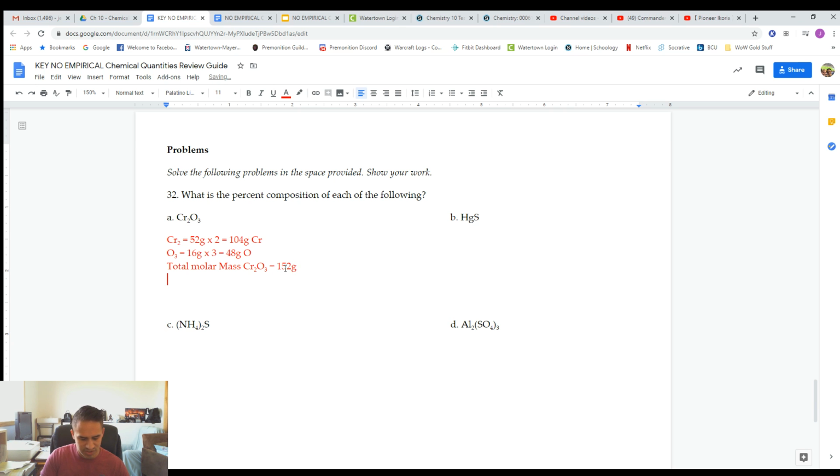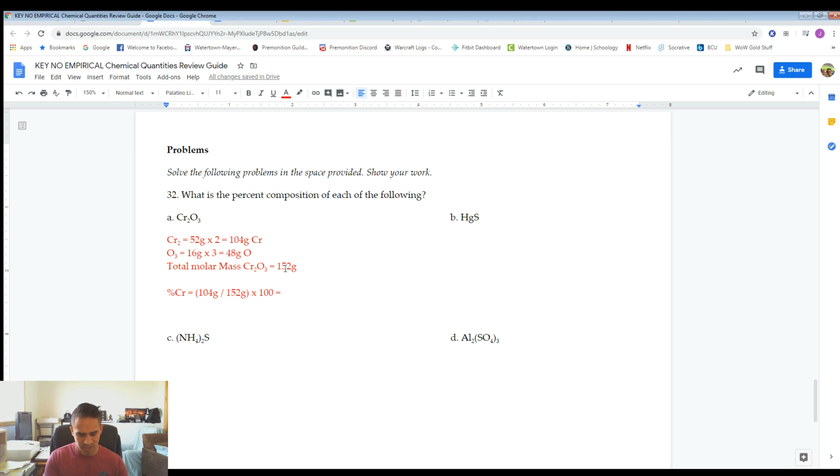So then to find our percentages, we know that the percent for chromium, nope, that's not a percent sign. There you go. Percent for chromium is going to be the mass of the chromium, which is 104 grams, divided by the total mass of the whole compound, and then times that by 100 to get a percentage. So 104 divided by 152 times 100. And I guess we'll just round to whole numbers to make it easy. So this is going to be 68% for chromium.